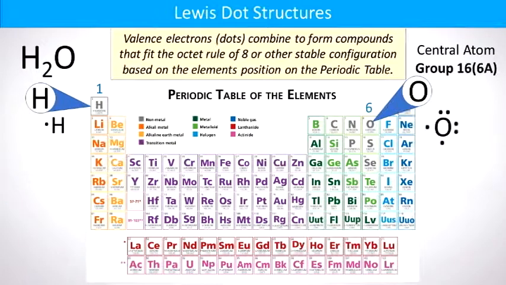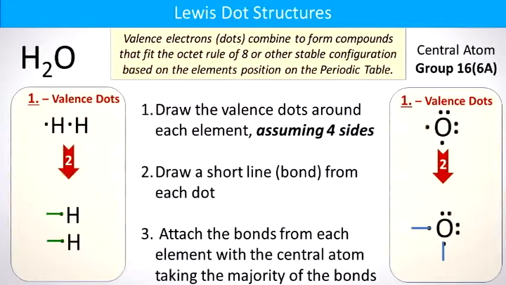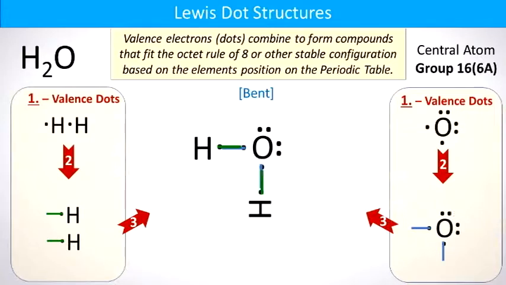Let's consider water. Oxygen is located in group 16 or group 6A and has 6 valence electrons. Hydrogen again, of course, has 1. If we follow the rules, draw the valence dots, draw a short line, a bond from each dot, an extension of the dots to show where the orbitals overlap, and then attach the bonds to each element with the central atom taking the majority of the bonds, we would get a bent structure for water as shown here.